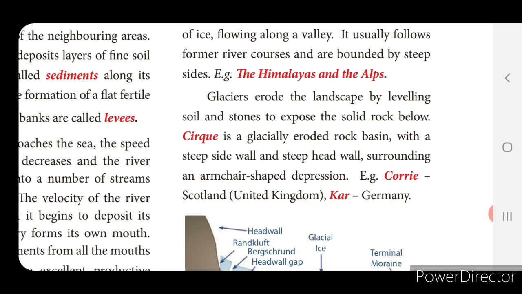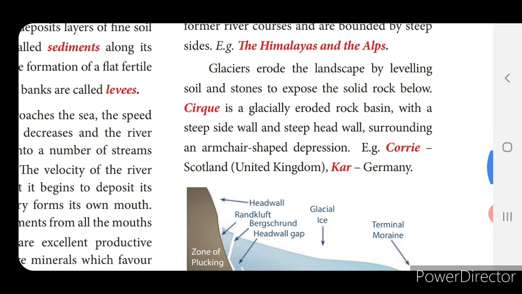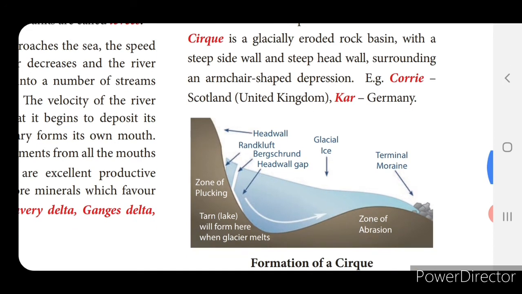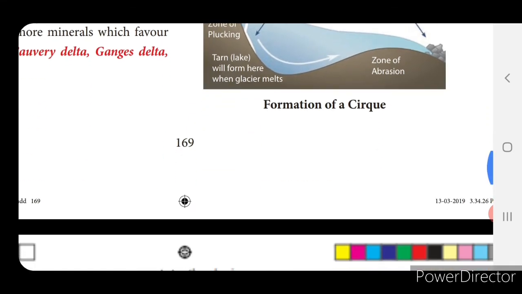A cirque is a glacially eroded rock basin with a steep side wall and steep head wall surrounding an armchair-shaped depression. If you observe this picture, you can see an armchair-shaped depression, and this depression is formed because of the erosion of the glacier. Examples are Corrie in Scotland and Kar in Germany.